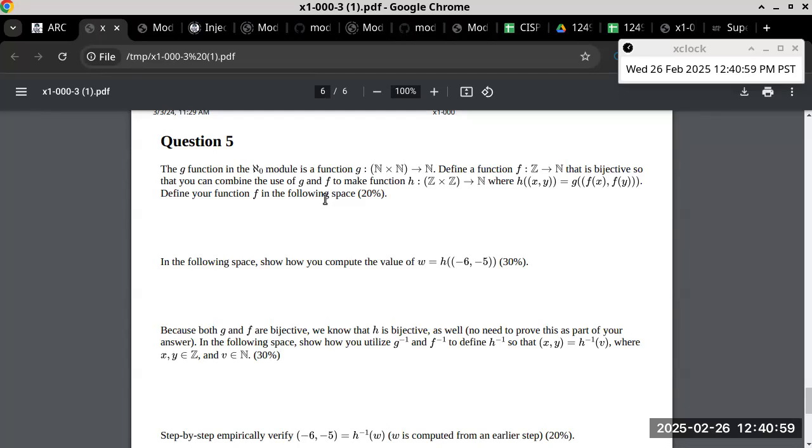Okay, then what do we do? And then we say, okay, so now that you know what function f is and function g is in the Aleph-null module, we just have to say, oh, Tech wants me to evaluate what is the h function applied to the two-tuple of -6, -5.